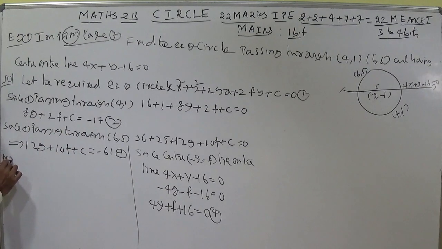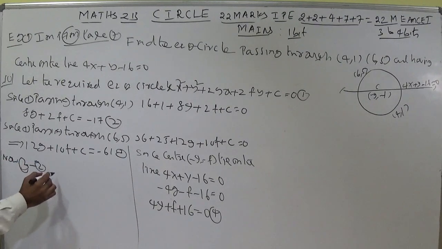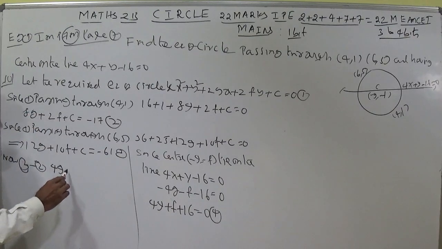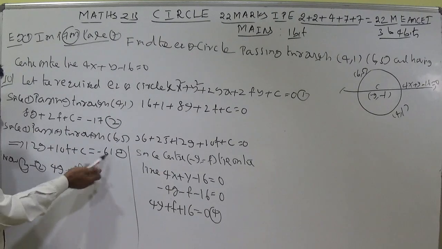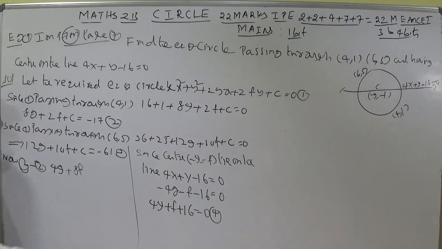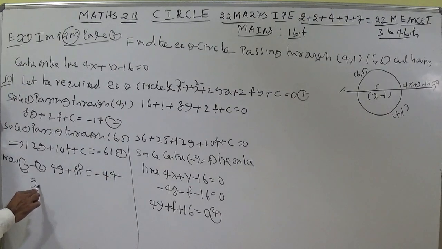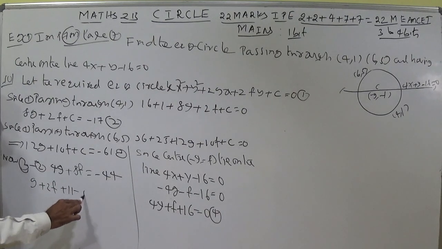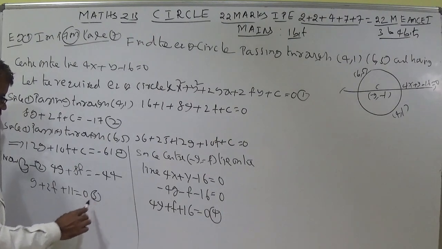Now I am writing 3 minus 2. So 3 minus 2 becomes 12g minus 8g, it is 4g, plus 10f minus 2f, it becomes plus 8f. C will be cancelled. And this is minus 61 plus 17, it is minus 44. So divide with 4, you get g plus 2f plus 11 equal to 0. This is the fifth equation.